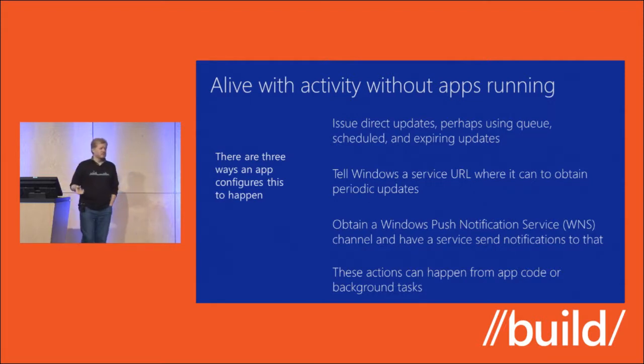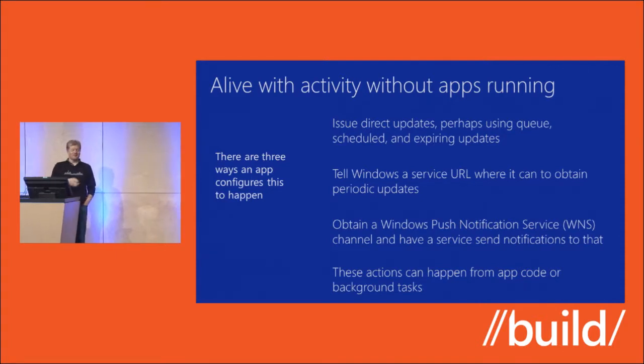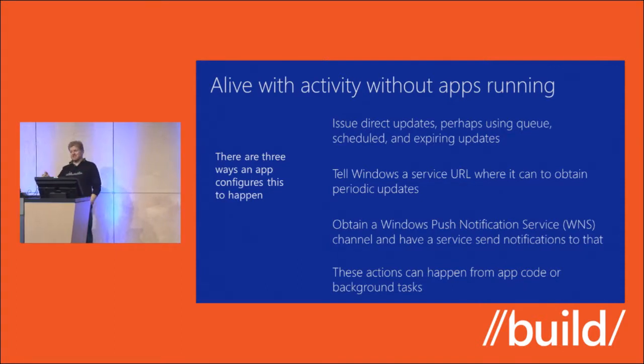And then, as you know, we have push notifications. What you do in that is the app will get a channel URI, it's called, and send it to its own service. That service, when it knows it needs to send a notification, will trigger WNS, the Windows Push Notification Service, to send that down to that channel URI to that particular user's device in that particular app.